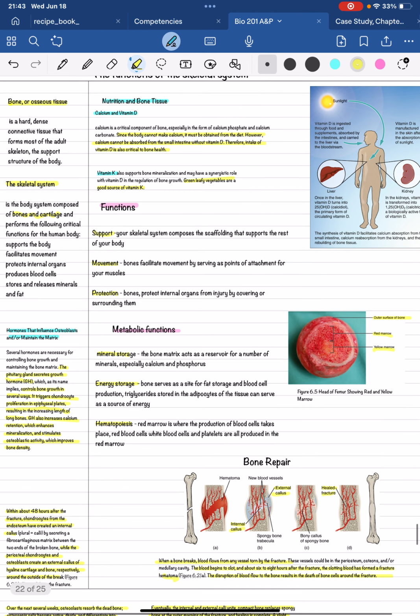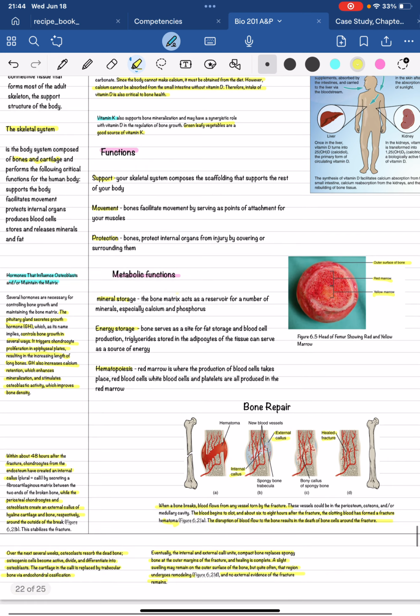So its functions support movement and protection. The metabolic functions are mineral storage, energy storage, and hematopoiesis.